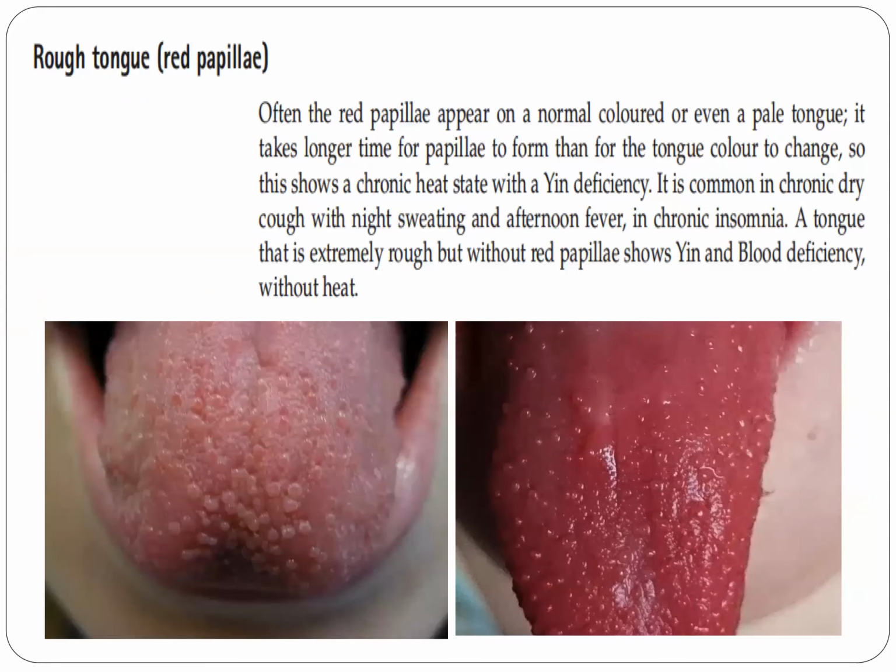Next is rough tongue with red papillae. Often, the red papillae appear on a normal colored or even a pale tongue, as illustrated again below. Then it takes longer time for papillae to form than for the tongue color to change. So this shows a chronic heat state with a yin deficiency. It is common in chronic dry cough with night sweating and afternoon fever, and in chronic insomnia. A tongue that is extremely rough but without red papillae shows yin and blood deficiency without heat.